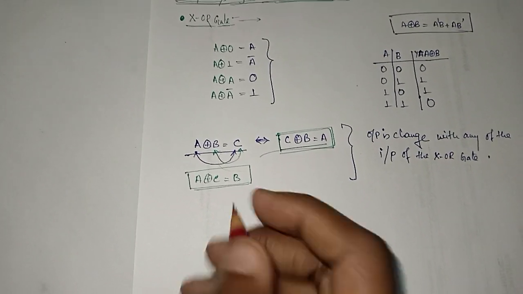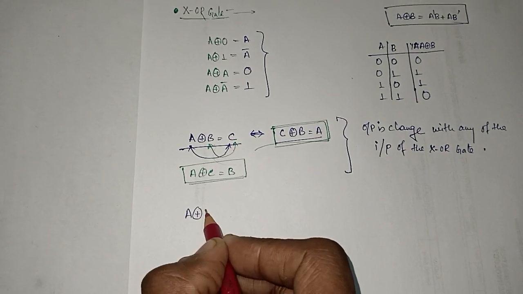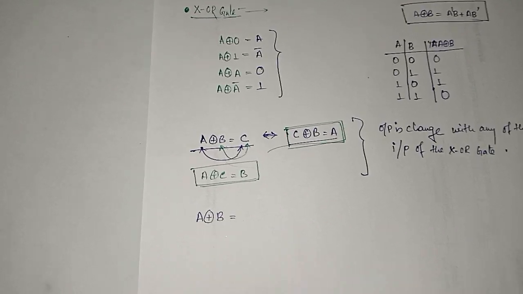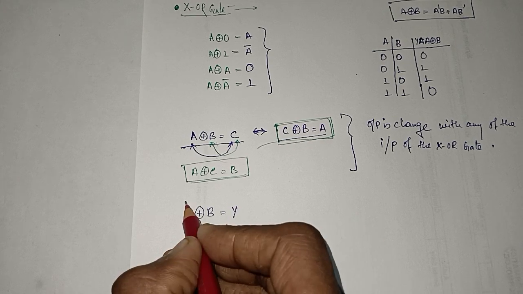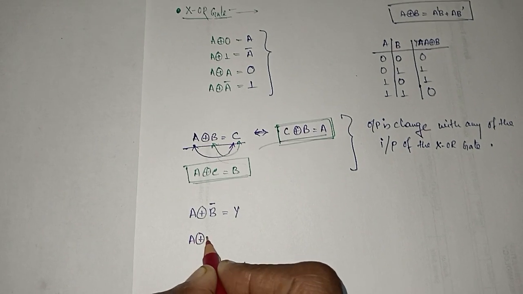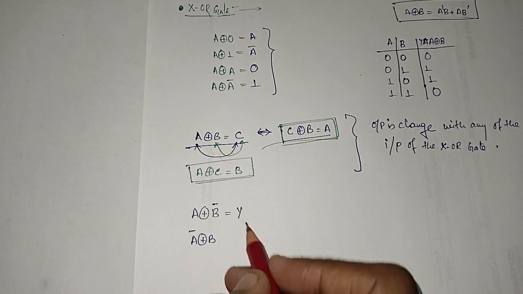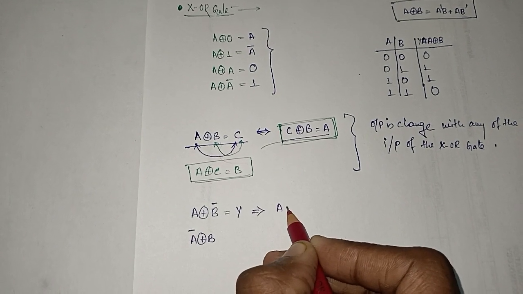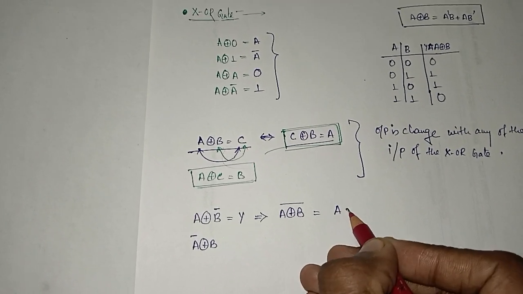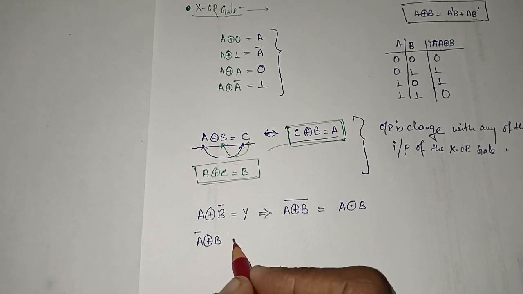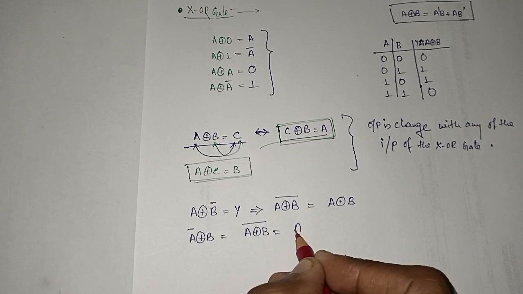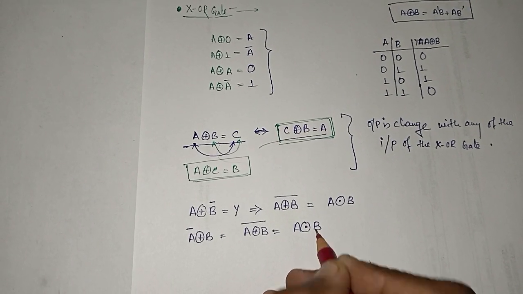Also, we can say that A XOR B is equal to Y, or output, if these are the inputs. If we complement any of the inputs, meaning A XOR B, if we complement A, then we can write it as A XOR B whole complement, or this will be denoted as A XNOR B. So this is also the same as A XOR B the whole complement. Also this will be treated as A XNOR B.